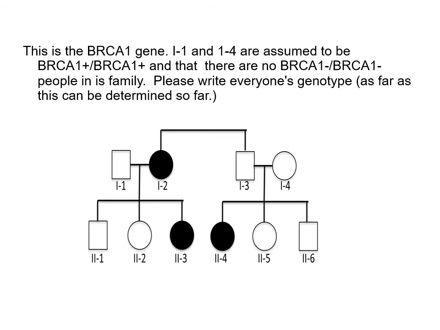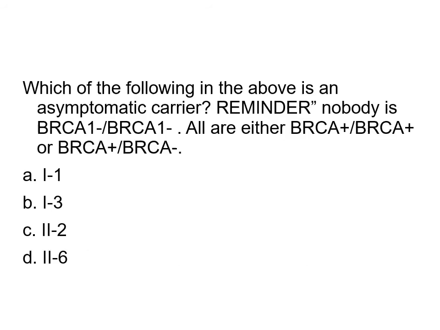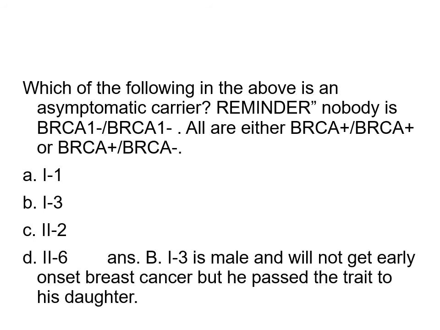Where it gets more interesting is the people that are asymptomatic carriers. Nobody's minus minus, everybody's either plus plus or plus minus. Some people are going to be asymptomatic carriers because they are male. Males will more likely not show the disease, but will be able to pass down the mutant allele to their children. So in that pedigree, 1-3 is male. He will not get early onset breast cancer, but he did pass the trait to his daughter.